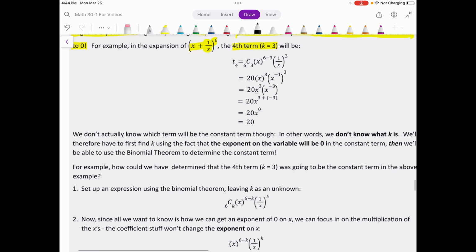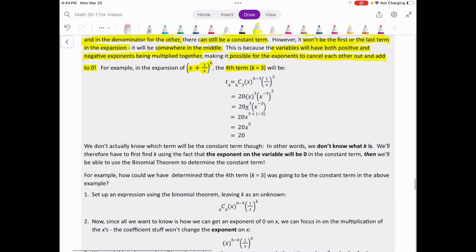Now, I just kind of pulled that out of thin air, didn't I? I just said, let's find the fourth term, and I showed you that it was the constant term. But how did we know it would be the fourth term? Why not the third or the second, right? How do we know? We don't actually know which term will be the constant term. I just gave you that, right? We don't know what k is, but can we find it?